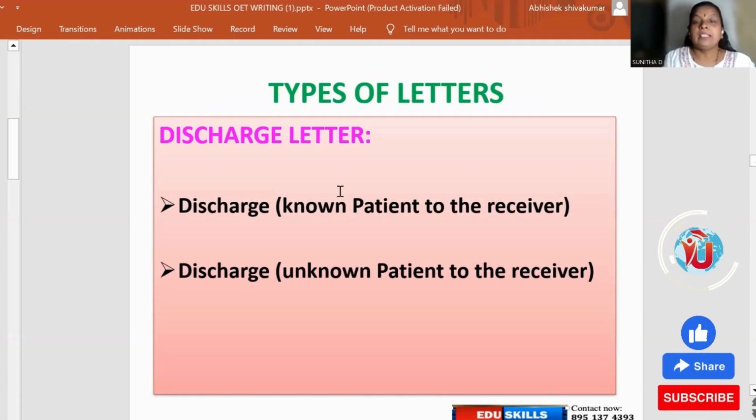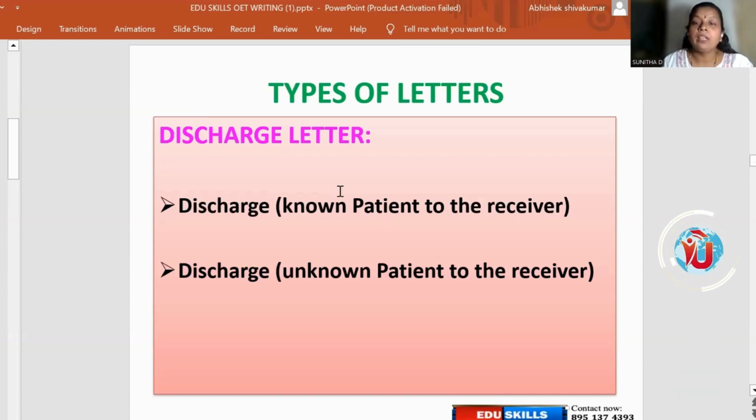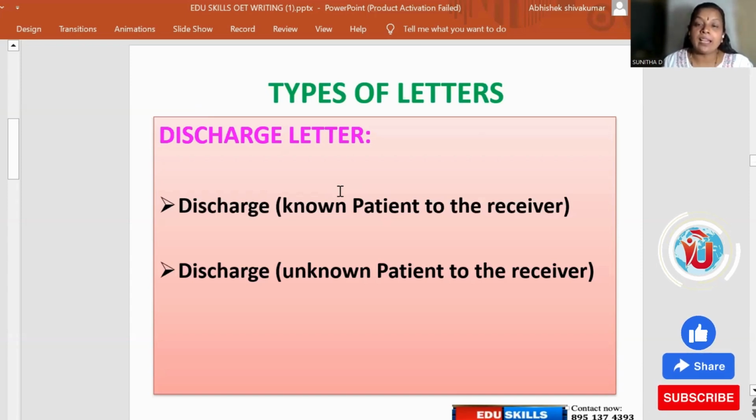Then the third one is the discharge letter. There are mainly two types. One type of discharge letter is where the receivers, those who are receiving the patient, know everything about the patient. During that time, as I mentioned before, there is no need to write about the patient's social history, family history or past medical history.